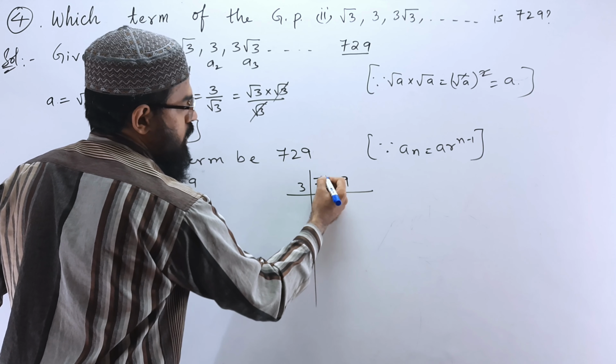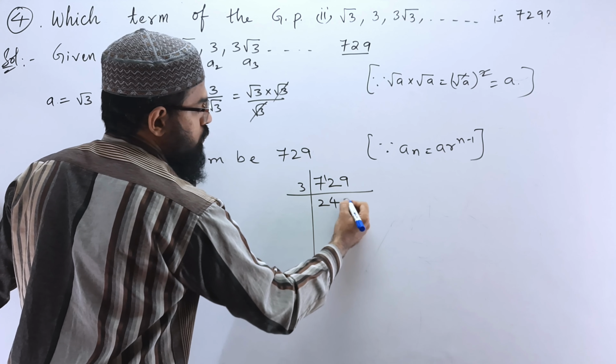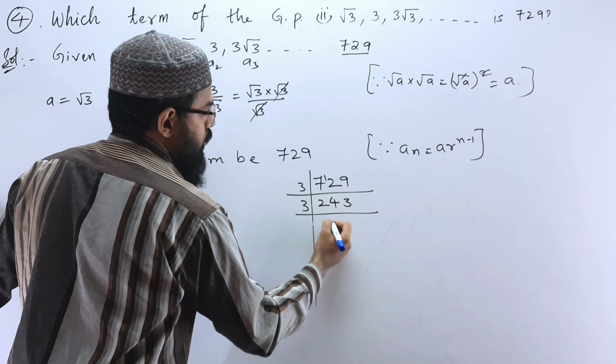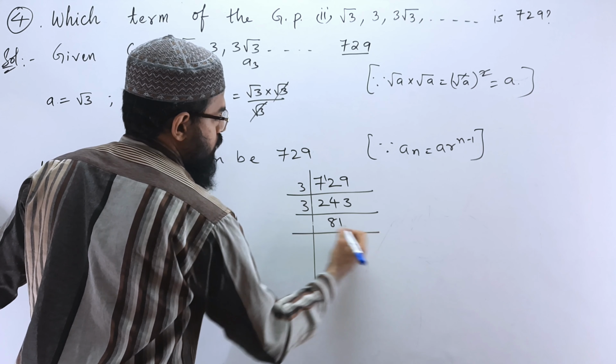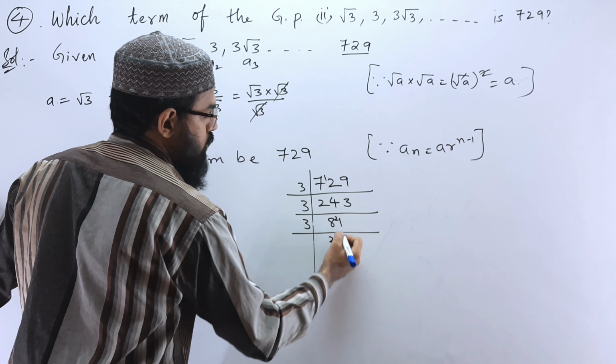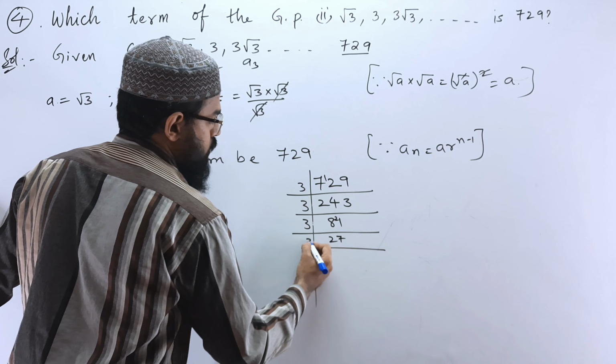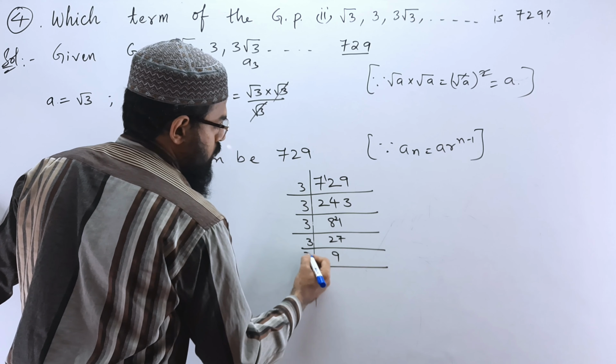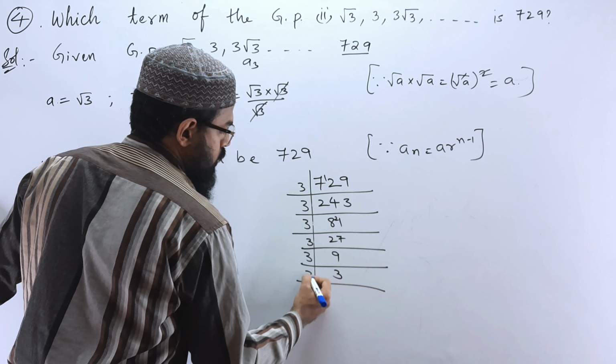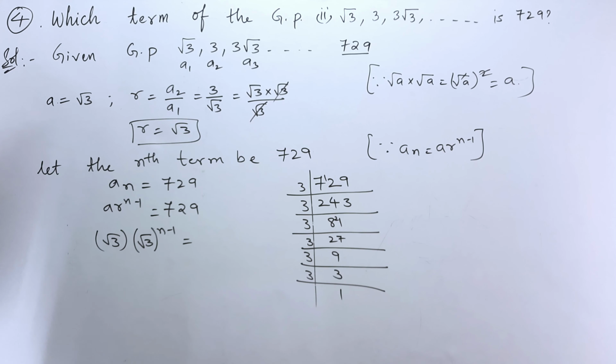3 2s are 6, 3 4s are 12, 3 3s are 9, 3 8s are 24, 3 1s are 3, 3 2s are 6, 3 7s are 21, 3 9s are 27, 3 3s are 9, 3 1s are 3. So how many 3s are there?